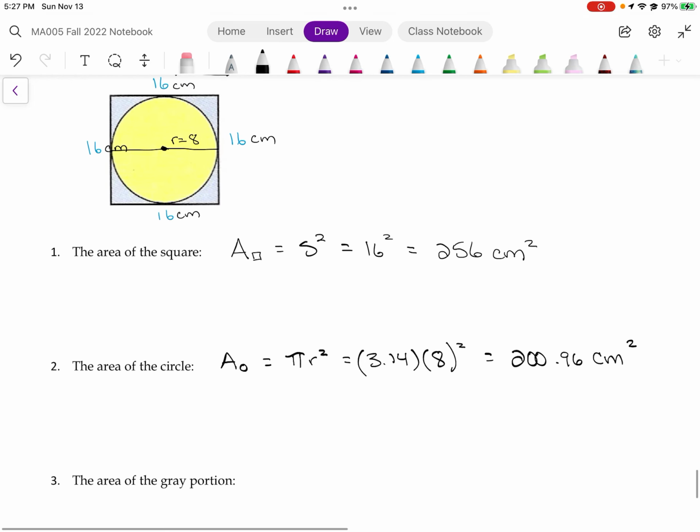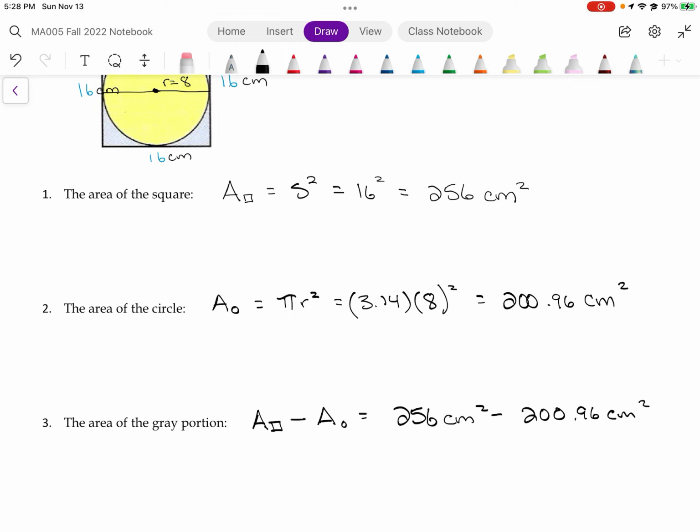So now, this is scaffolded to get us to this final question. And you may not always be asked the first two questions. You may have to figure out that the gray portion would be calculated by finding the square and then subtracting the circle. So the area of the gray portion is the area of the square minus the area of the circle. And that's 256 centimeters squared minus 200.96 centimeters squared.